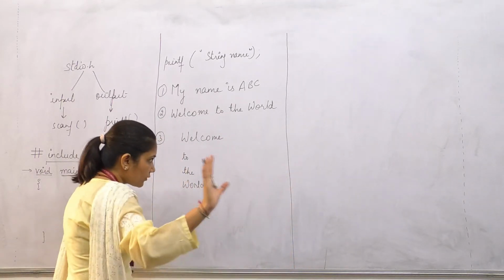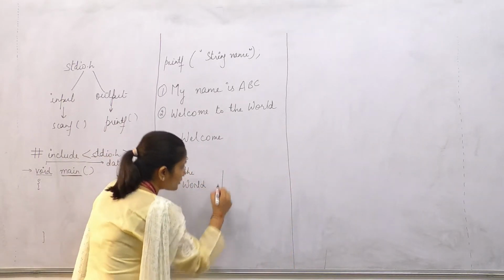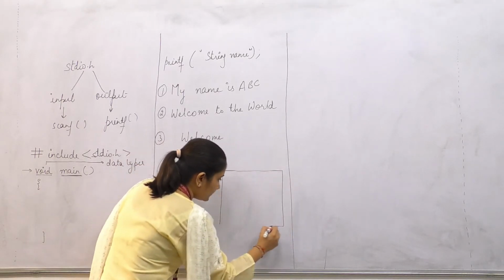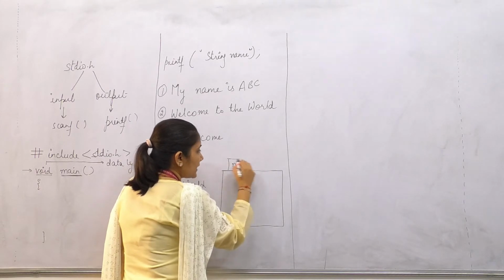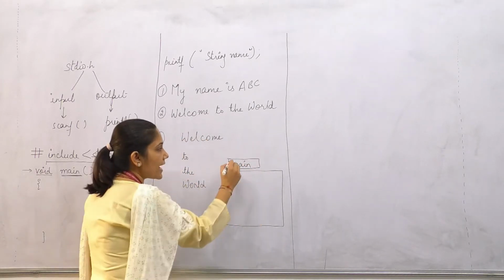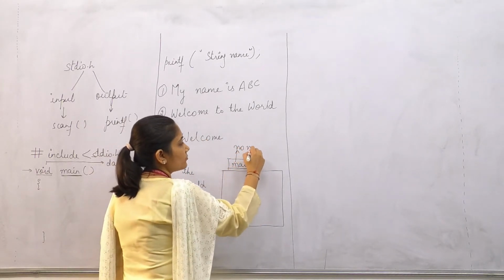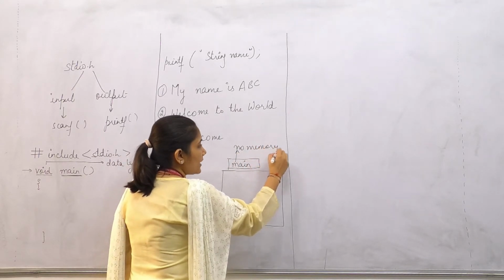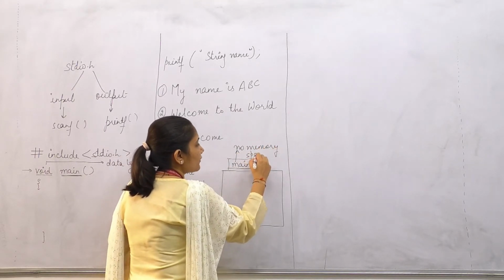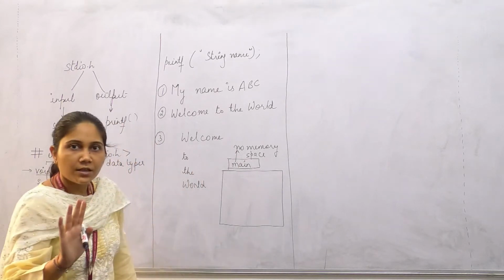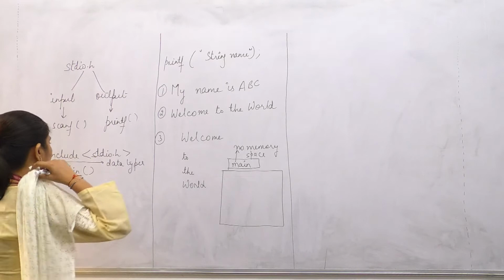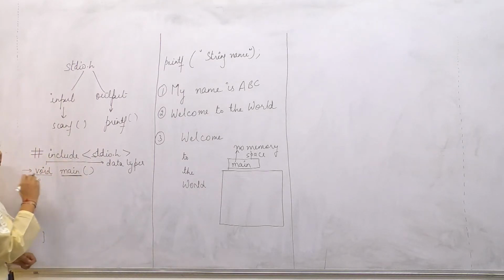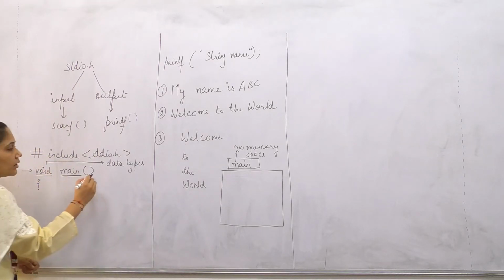If you can imagine, you can think like this. Suppose this is a main block. This main is stored somewhere, but it occupies no memory space. Void means main occupies no memory space, so there will be no extra space for main. Main is just written and only shows as a trigger. If you do not put anything in front of main, by default main will be integer.